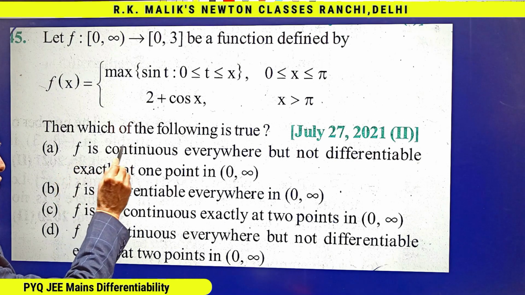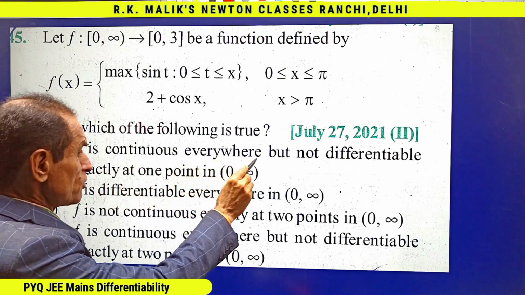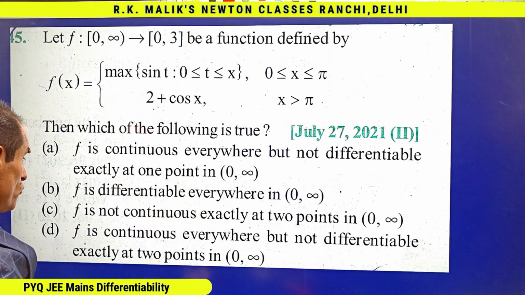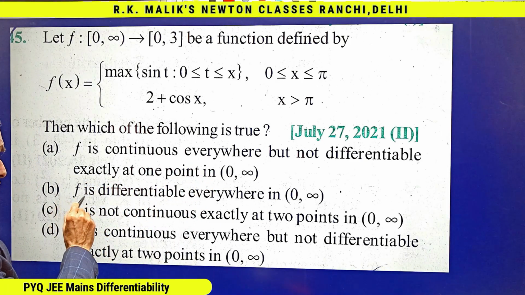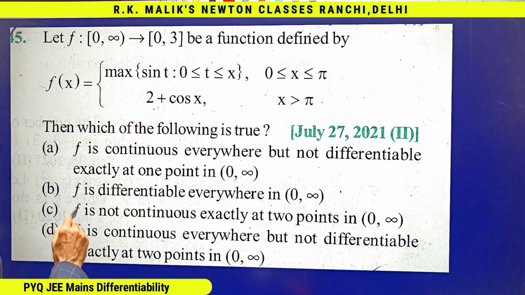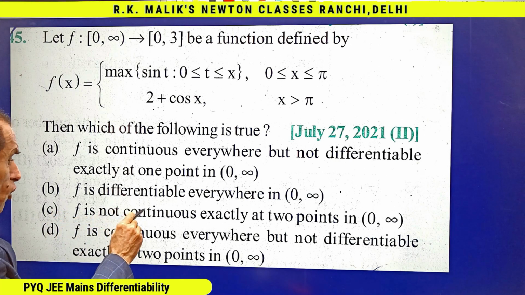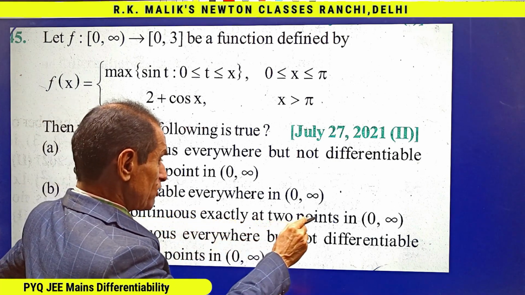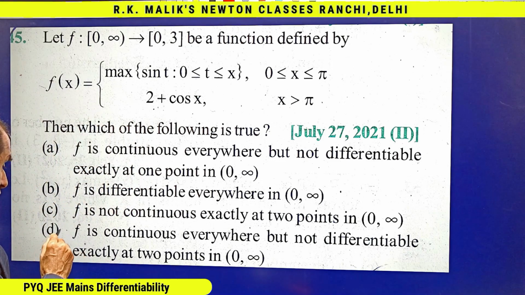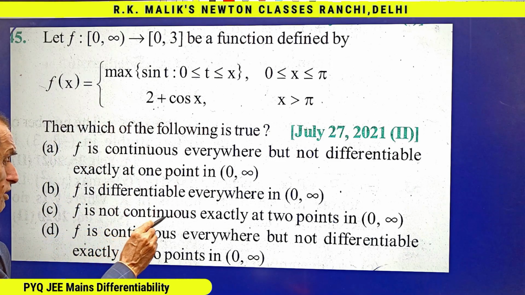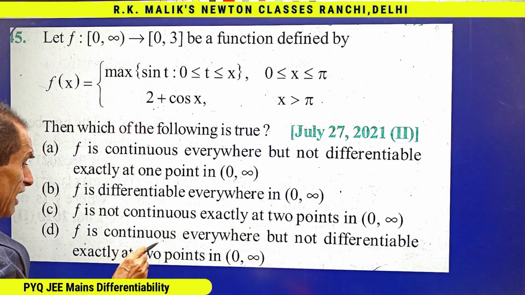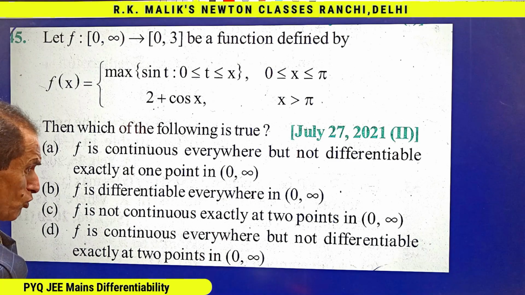First, f is continuous everywhere but not differentiable at exactly one point in the interval 0 to infinity. Second, f is differentiable everywhere in the interval 0 to infinity. Third, f is not continuous at exactly 2 points in the interval 0 to infinity. And fourth, f is continuous everywhere but not differentiable at exactly 2 points in the interval 0 to infinity.